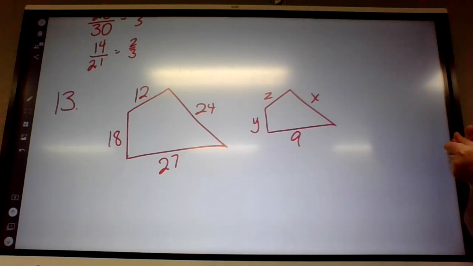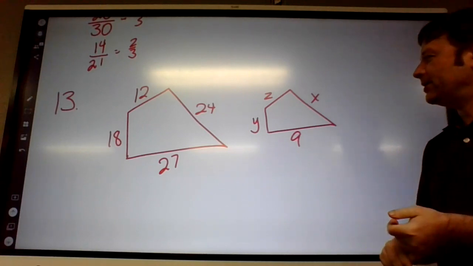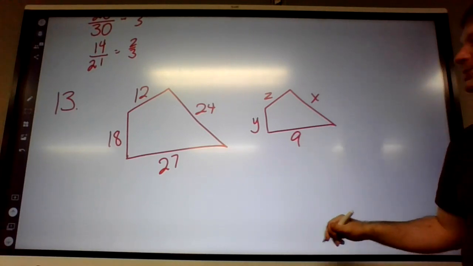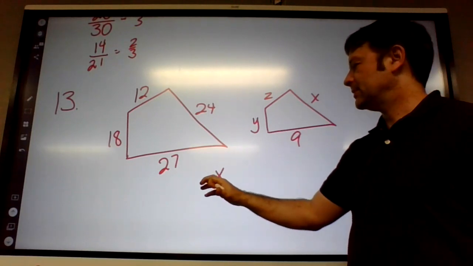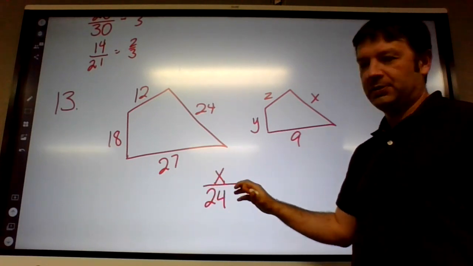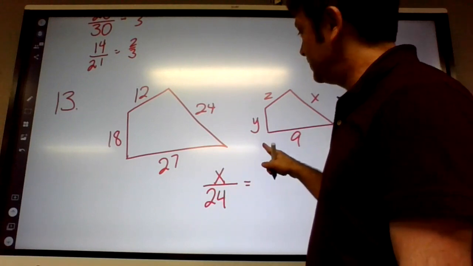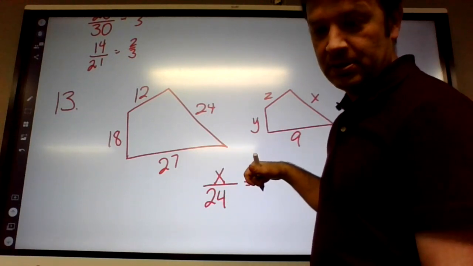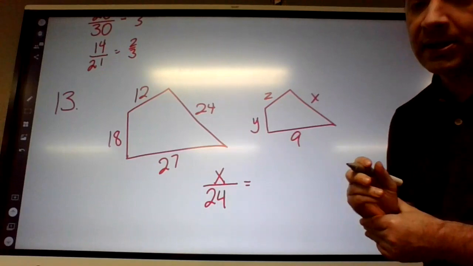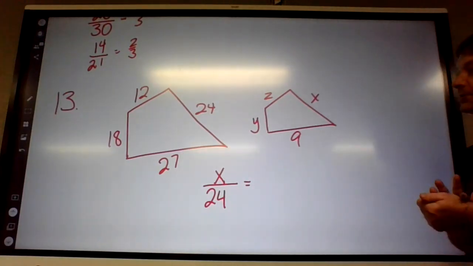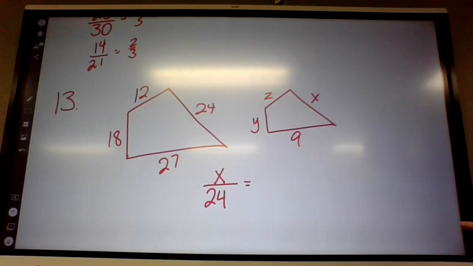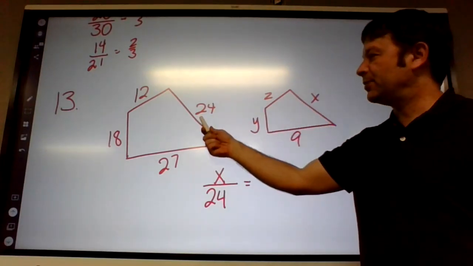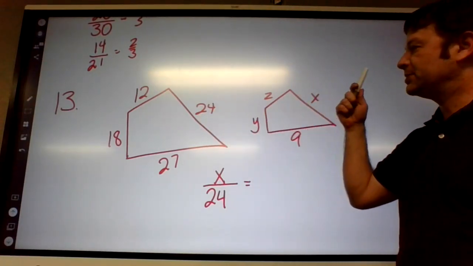Okay, so we gotta find, I guess we'll start with X, we'll do it alphabetically. How could I find X? What does X match? So X over 24. Did I copy these right? I've not been copying very well today. Yeah, okay. X over 24 equals what? 18 over y. Wait, 20. Okay, X to 24 is the same as 18.